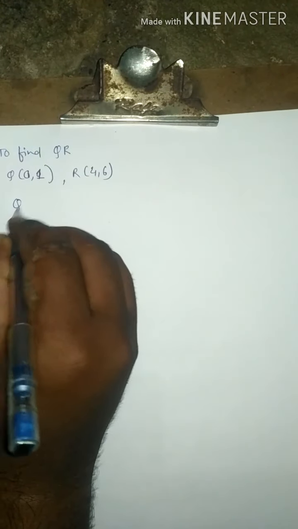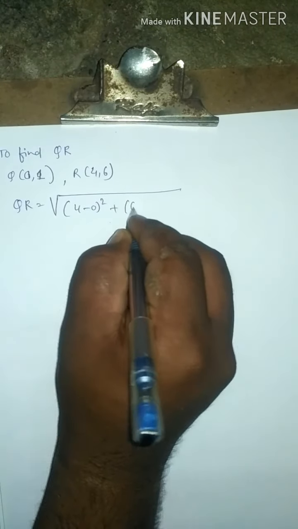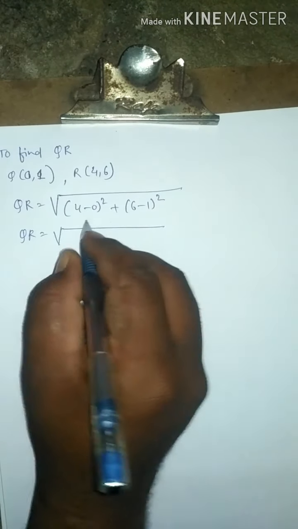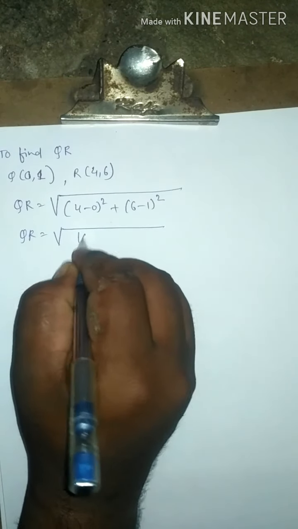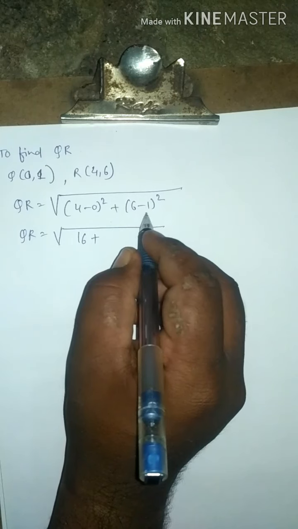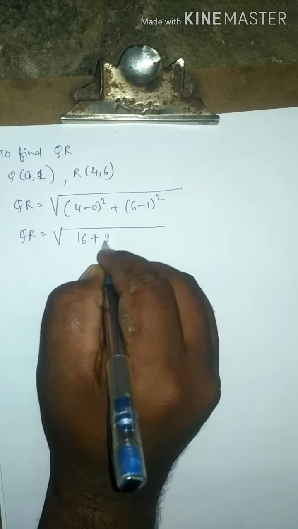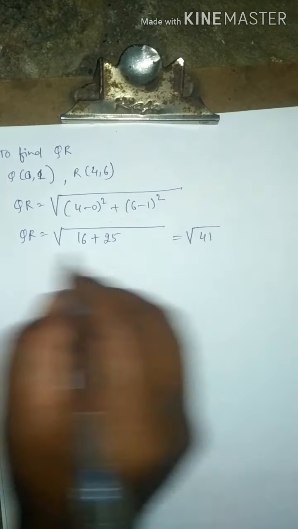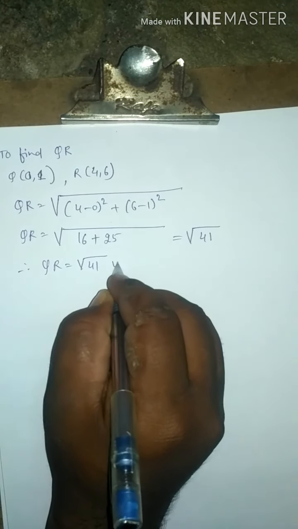Now QR is equal to, again, I already wrote the distance formula, so directly I am writing 4 minus 0 whole square plus 6 minus 1 whole square. So QR is equal to under root 4 minus 0 is 4 only, 4 square is 16, plus 6 minus 1, 6 minus 1 is 5, 5 square is 25. So this is equal to under root 16 plus 25 is 41. Therefore QR is equal to root 41 units.